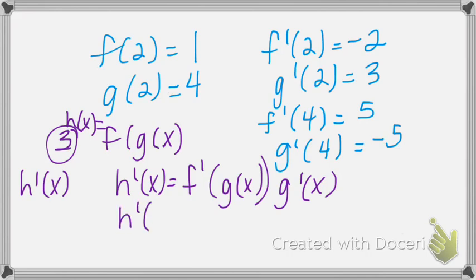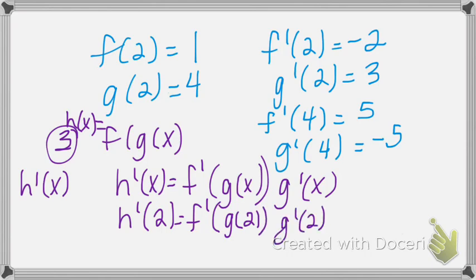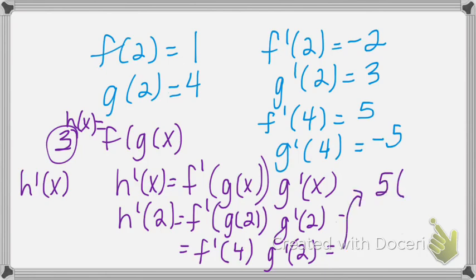So if I'm doing this at the value of 2, this means f prime of g of 2 times g prime of 2. Alright, so this means f prime of, g of 2 from above is 4, times g prime of 2, and this is where we just plug in values. F prime of 4, just look up at the top, is 5. G prime of 2, look up at the top, is 3. And so you get 15.